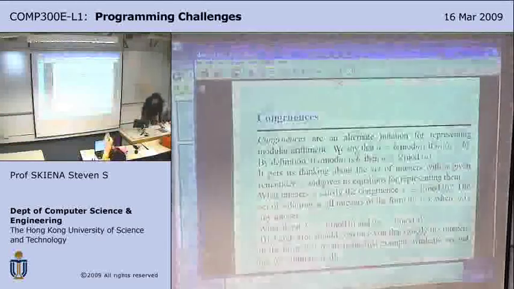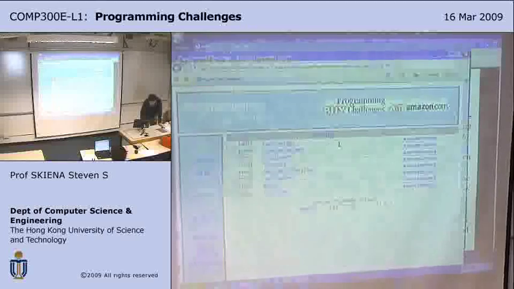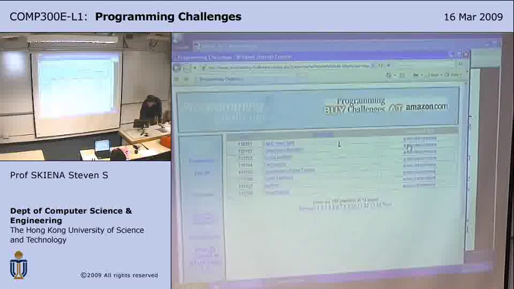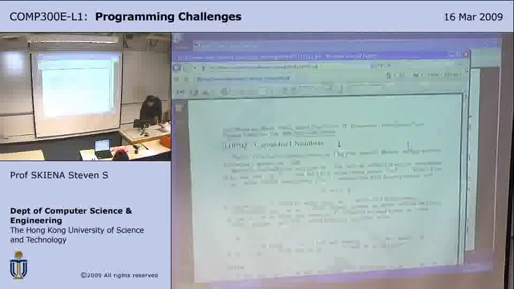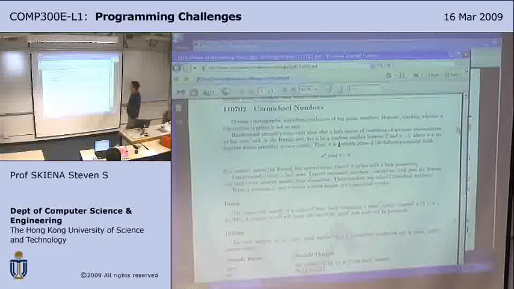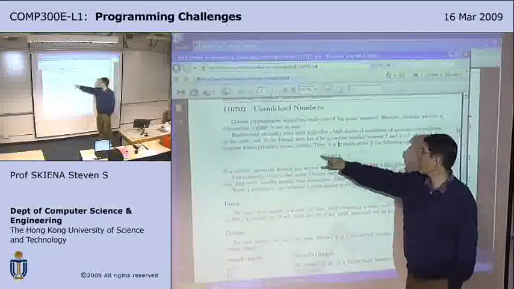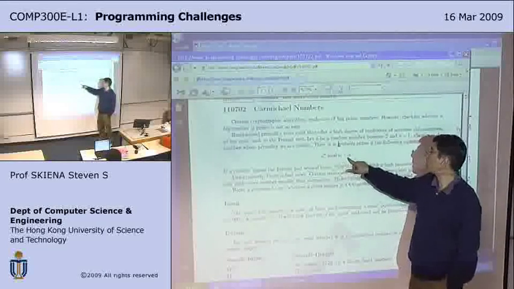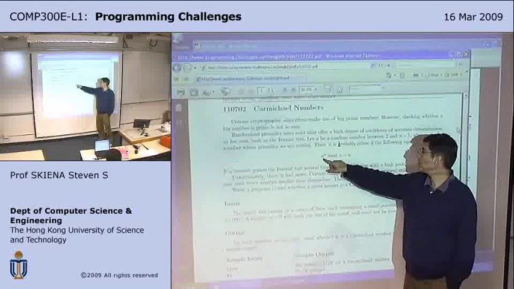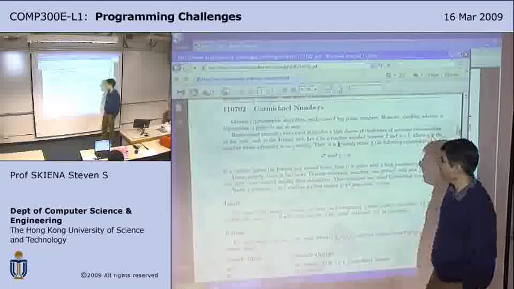Let's look at the problems this week and see what they have to tell, what we've been talking about matters. The first problem was something called the Carmichael numbers, okay? And it's basically asking us about integers that satisfy the congruence. Suppose we consider a congruence here, a to the n mod n is equal to a, okay?